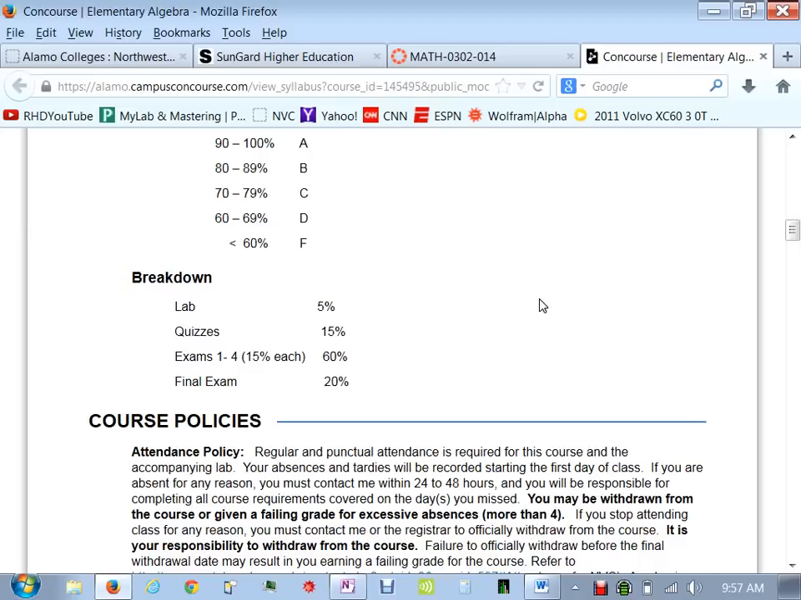Then we have exams. We have a lot of exams in this class. We have 4 throughout the semester, and then 1 final exam. So each of the 4 exams we take are 15%. So all your exams that you take throughout the semester are 60, and then your final exam is 20.